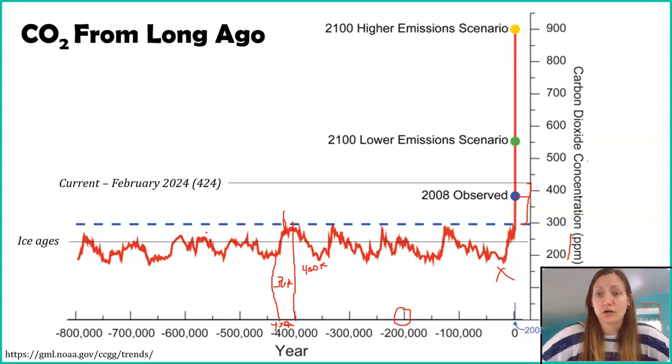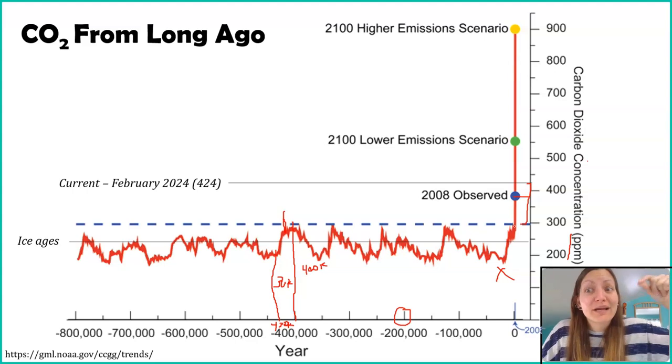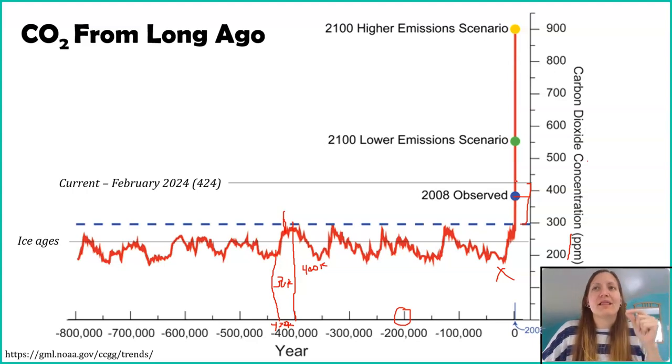Also, sure, coming out of that last ice age, we are at our peak carbon dioxide as it is. But peak carbon dioxide is like 300 parts per million. And we're over that, right? We're at 400 parts per million. So this is where our concern is.